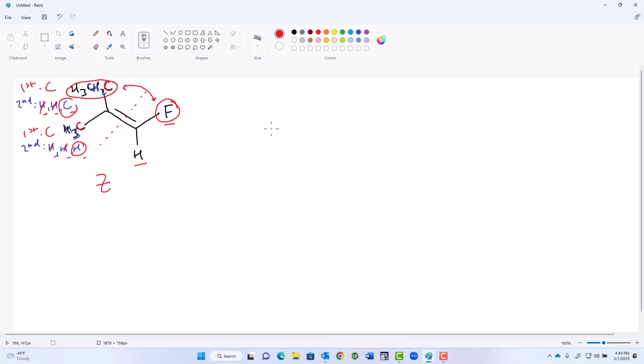Let's look at a couple more examples. So let's look at this one. So we have a bromine and a hydrogen, and then we have a carbon and an OH, and then we have a double bonded H. So again, it starts the same way. We're going to compare on either side of the double bond. We have an H and a Br. Br has the higher atomic number, so Br will be our higher priority on this side.